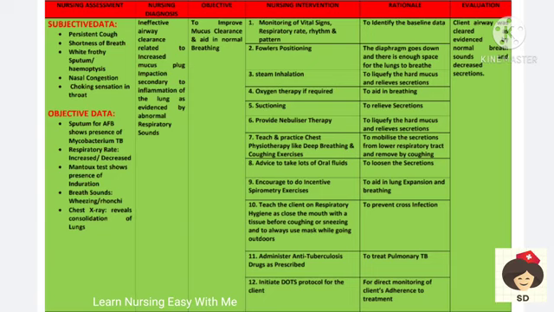Interventions: we have to monitor the vital signs, especially respiratory rate, rhythm and pattern. Follow positioning is done because it will help the diaphragm to go down and the patient will have enough space for breathing. And steam inhalation, it will liquefy the hard mucus and relieve secretions. Oxygen therapy to help in breathing if the patient is having breathing difficulty. Suctioning to relieve the secretions. Nebulizer therapy, so it will liquefy the hard mucus and relieve secretion.